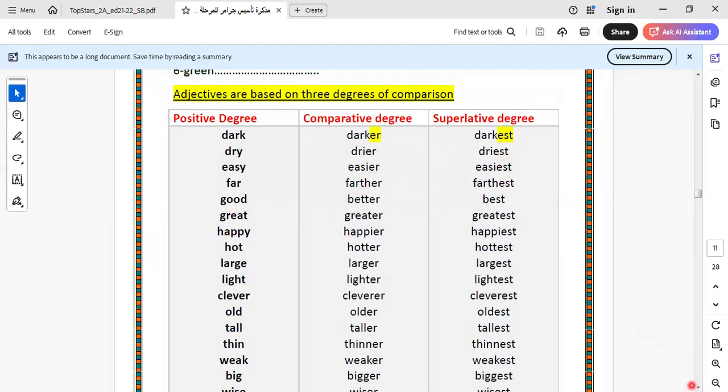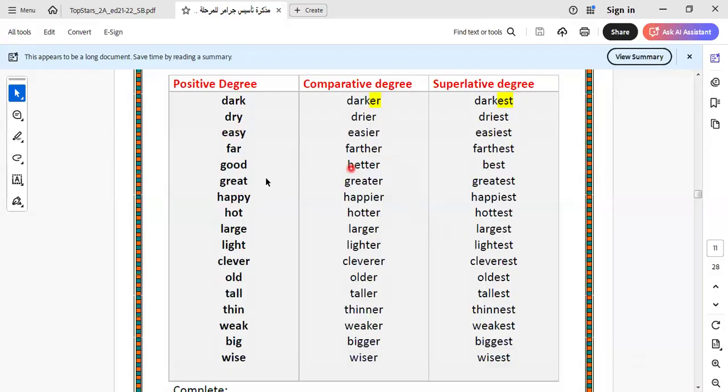Good, better, the best. Here we say, Miss Iman, as we told you before, we keep good as it is, because good, far, and bad are special cases. We have special cases which are called irregular. Like irregular verbs in English, which change completely when we make the comparative and superlative. As we took a regular verb, we have also irregular adjectives and irregular nouns. So every item has special cases.